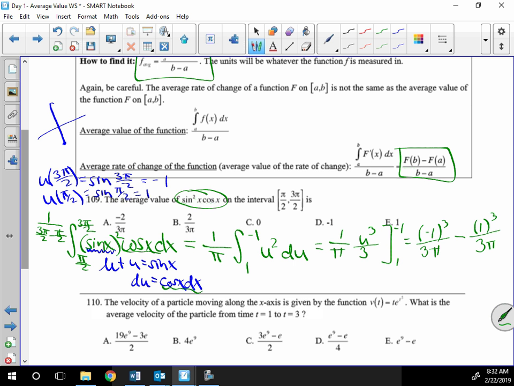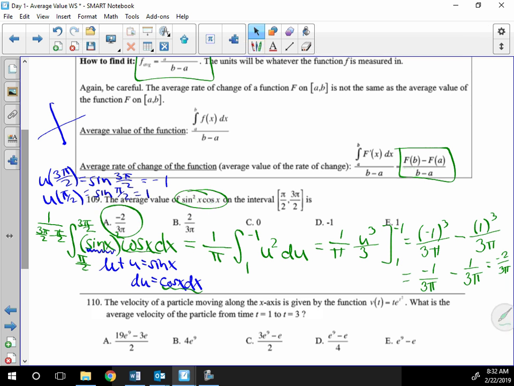Free response, we leave this alone, but alas, we have multiple choice. All right, so we've got negative 1 cubed, so negative 1 over 3 pi, minus 1 cubed, so 1 over 3 pi, which would be negative 2 over 3 pi. So again, you can see average value of the function is really just simply setting up your integral, and then from there, it's just regular integration.